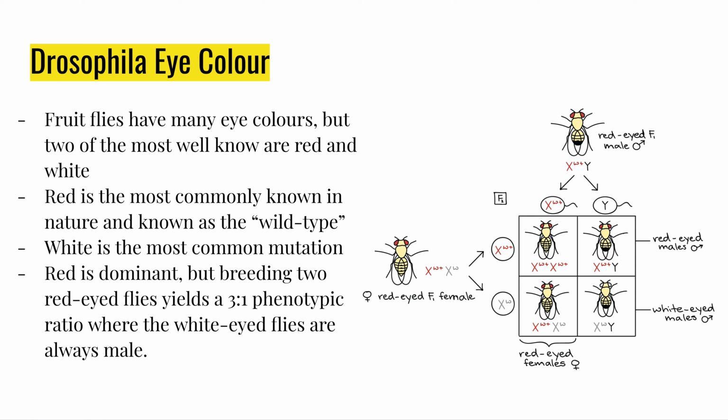So what's happening? Well, sometimes the female passes on the red gene, sometimes she passes on the white gene. If the white gene gets paired up with a Y chromosome, that is the only allele present. There's no red allele coming from the male because in order to get male offspring, he has to pass on the Y chromosome. So you end up with 1 out of 4 offspring being a white-eyed male.